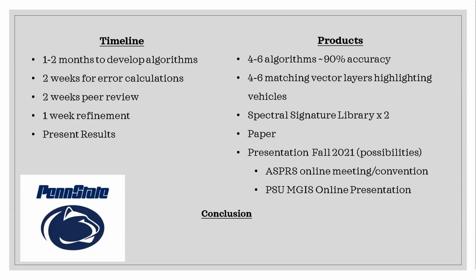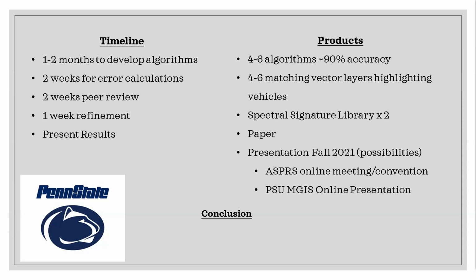My timeline, I'm going to take a couple weeks off, but then I'm going to jump into, over the summer, spending 1 to 2 months developing these algorithms and exploiting my data. Spend 2 weeks playing around with the error calculations and the accuracy analysis. And hopefully fall 1 is when I will be doing 596 Bravo and doing the 2 weeks of peer review and some refinement, writing my paper, presenting my results.